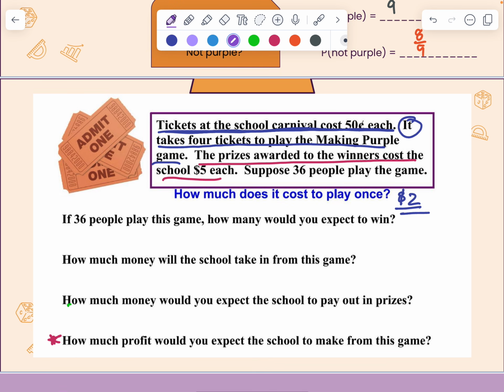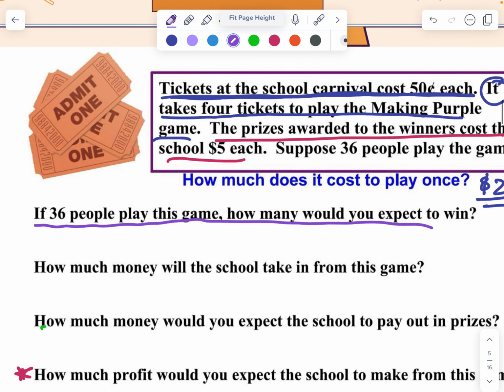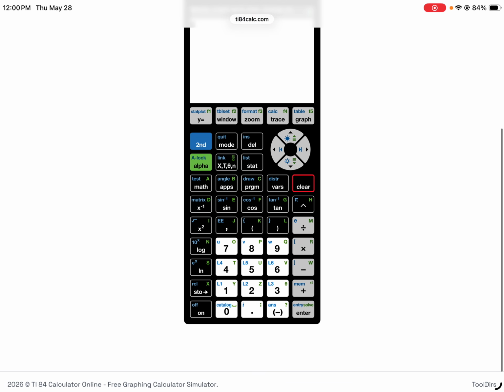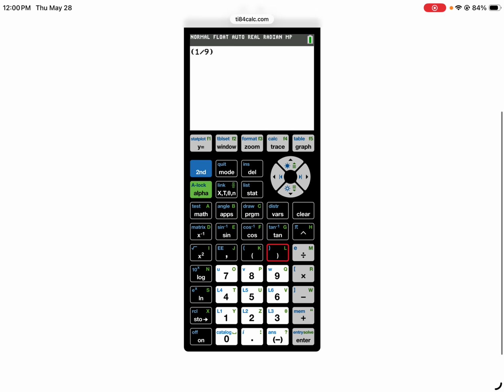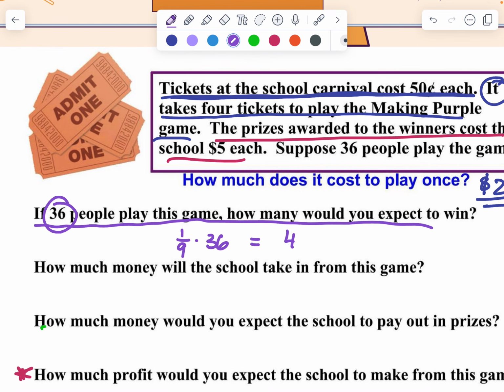So a couple of questions before we get down there. First, this one's really similar to what we just did. If 36 people play this purple game up above, how many of them are going to win? I'm going to take my probability of getting purple and multiply that by how many people play. 1/9 times 36. Real similar to what we just did, that thing that just disappeared off the screen. I would go 1/9 times 36. I'd expect there to be about 4 winners.